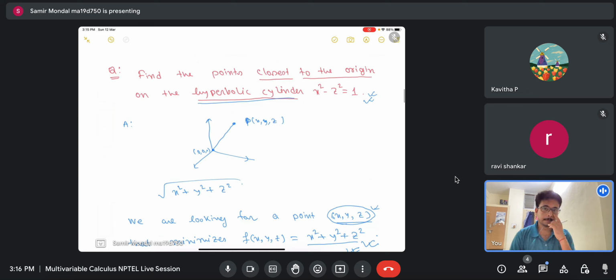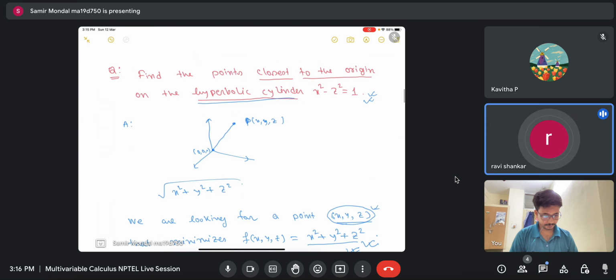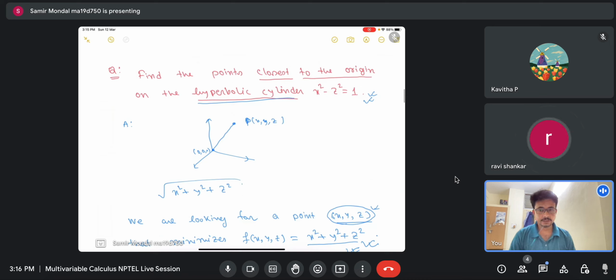Is it correct, Ravi? Yes, sir. Correct, sir. So you have to minimize the function f(x, y, z) equal to x² + y² + z², subject to the condition x² − z² = 1.